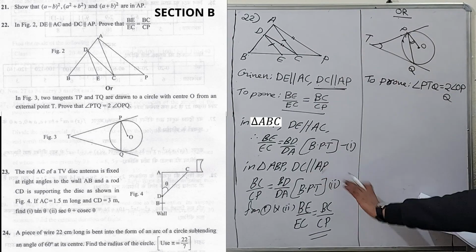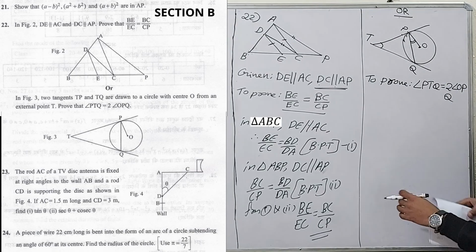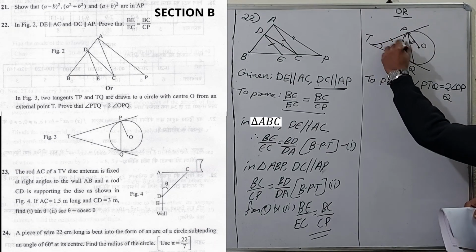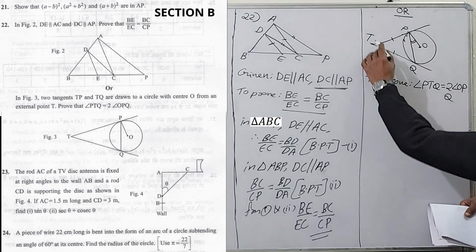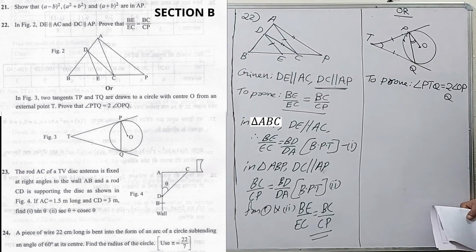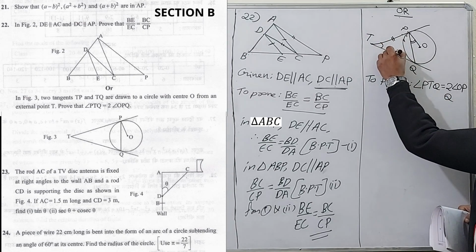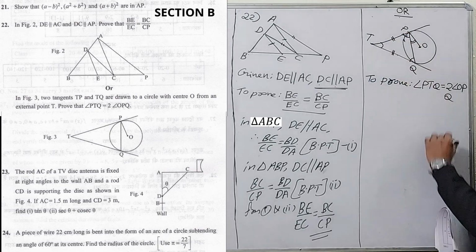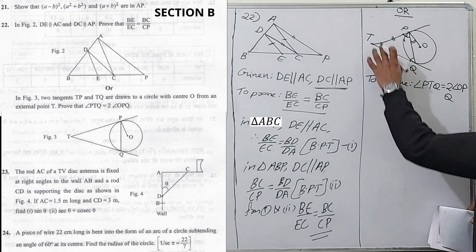Now the OR option, the internal option of the same question, is from the chapter Circles. Here it is given that TP and TQ are tangents. So they are equal, because the two tangents drawn from the same point are equal, according to theorem 10.2. I don't remember the exact name, but the theorem is stated. As these two are equal, in triangle TPQ these two angles are equal, because they are opposite to the equal sides. It becomes an isosceles triangle.